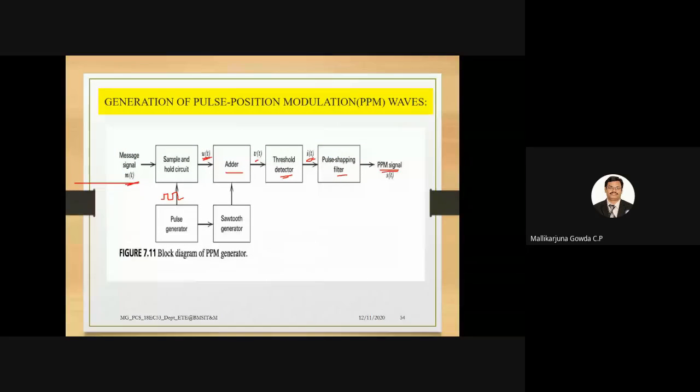So this is the block diagram, as I said. It will have a sample and hold circuit. One input to the sample and hold circuit is your analog message signal. The other input is the pulses, as a carrier. The output of that sample and hold circuit is a PAM signal. Then I add that PAM signal with the sawtooth waveform, and that is given to the threshold detector, so I will be able to create the series of impulses. The output of the threshold detector is given to the pulse shaping filter to get the proper PPM waveform.